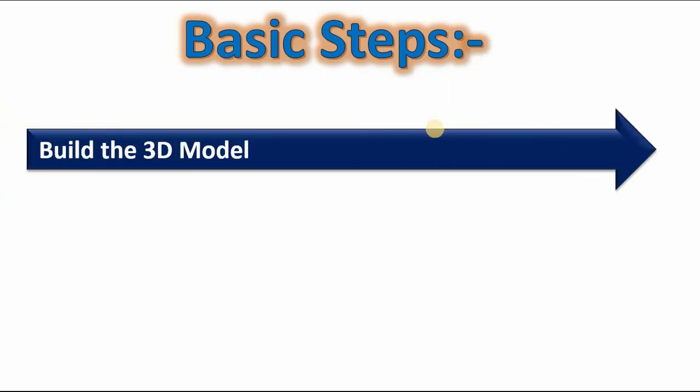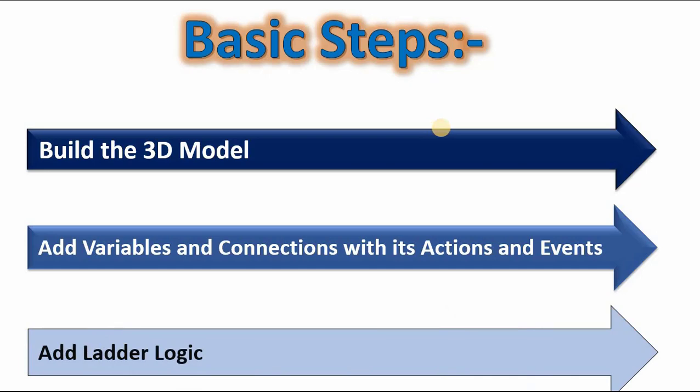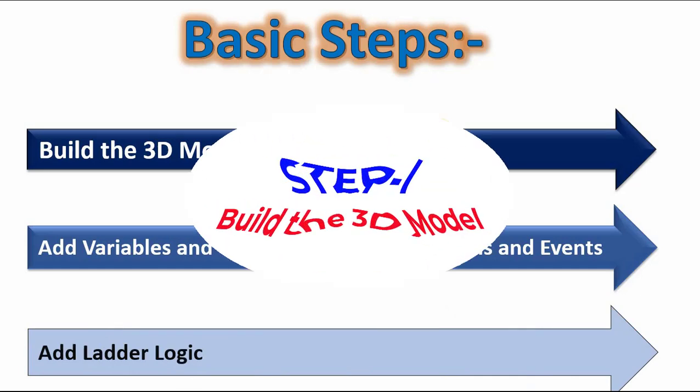So we apply three basic steps, and then this tutorial is done. First step is to build the 3D model. Second is to add variables and their action events with connections. And last is to add the ladder logic. So let's start.